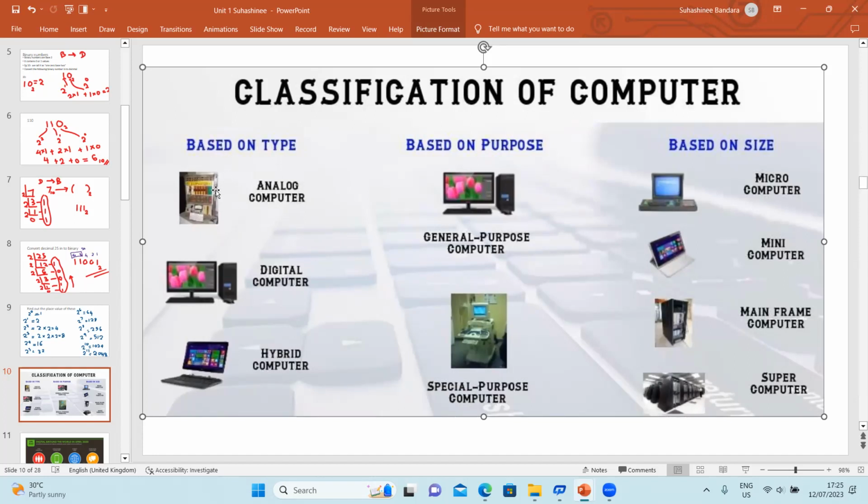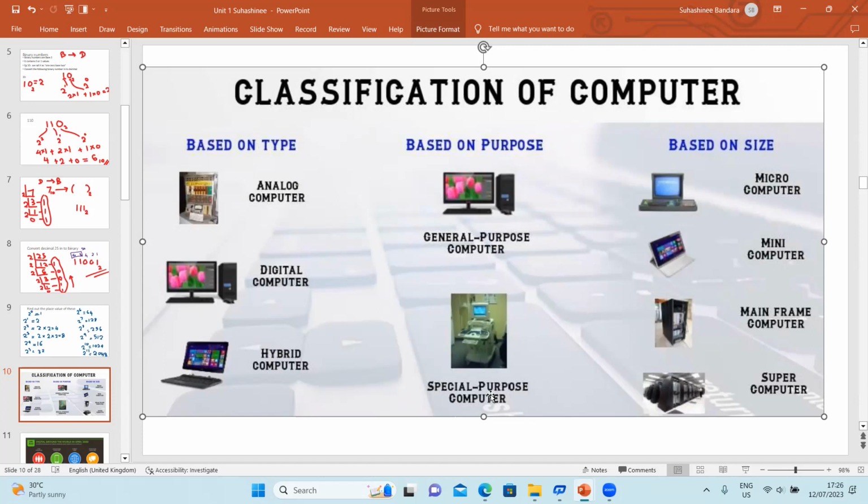Some computers contain only analog signals, like the ECG and some scanning in hospitals, which use analog signals. Then digital computers mean the devices we are using today. And hybrid computers mean both analog and digital signals are used. So scientific experiments and hospitals use analog, and hybrids are also used in scientific experiments. What about digital? Is everyone using digital?